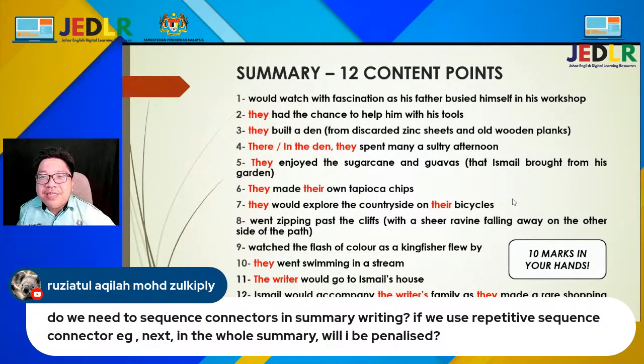Do we need to have sequence connectors in summary writing? If we use a repetitive sequence connector like "next" in the host, will I be penalized? Okay, very good, Ruziatul, but don't worry, I'll come to that later.